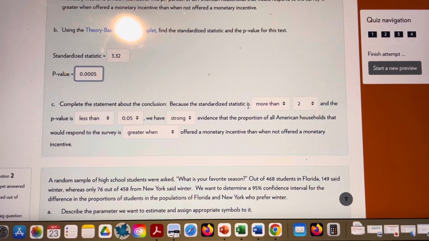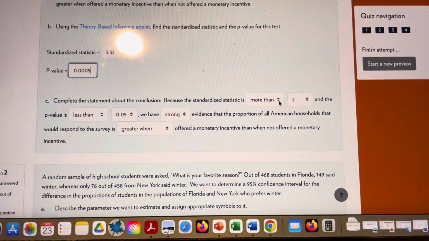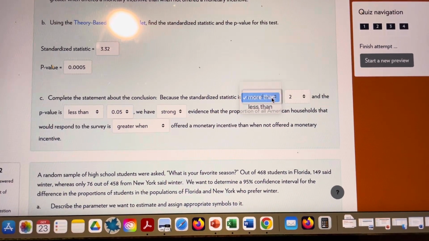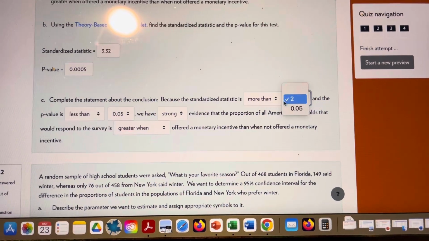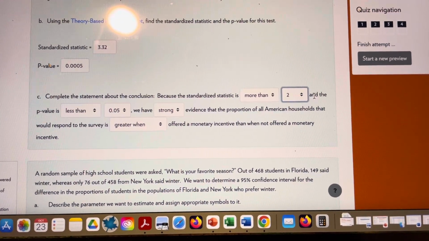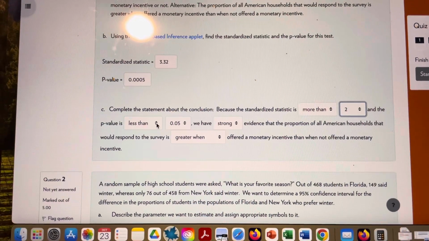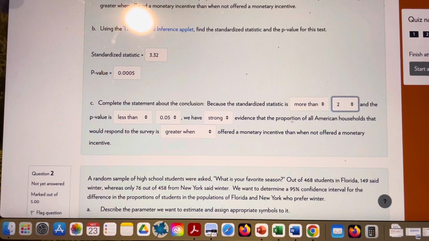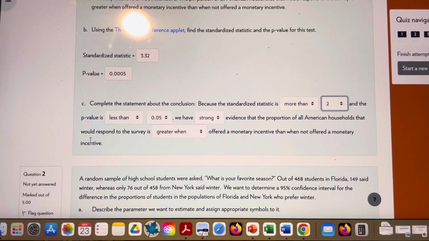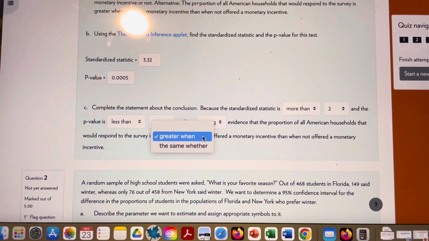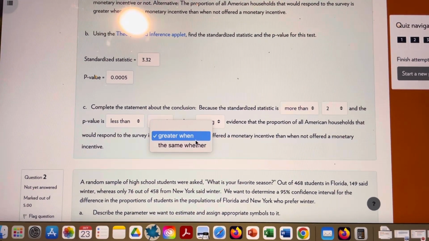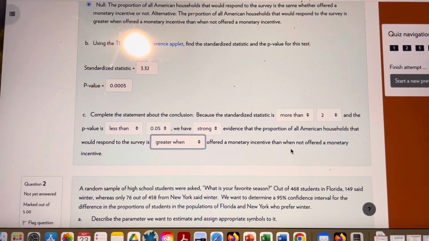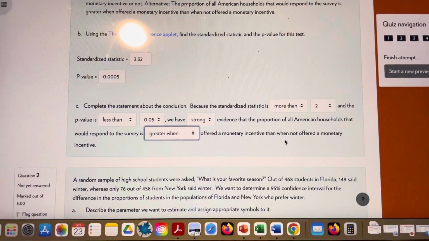Now, reading through this, complete the statement about the conclusion. Because the standardized statistic is, and you've got to play with this to make sure that it fits, you have more than or less than. So we know we're going to go more than, because we're out in the tails, more than 2 standard deviations away from the mean. And the p-value is less than 0.05. We have strong evidence that the proportion of all American households that would respond to the survey is, and we have greater than, or greater when, or the same whether. So it's greater when offered money, a monetary incentive, than when not offered a monetary incentive.